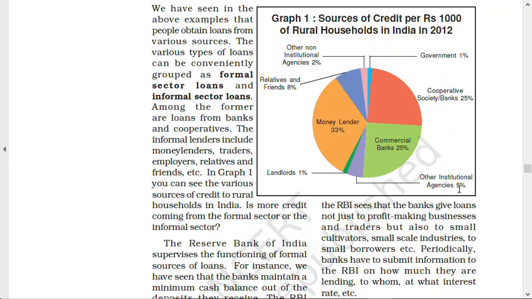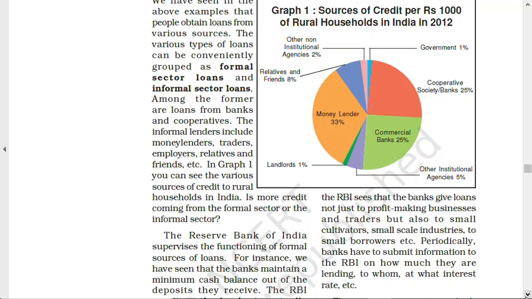So in this case you have to see that the money lender still leads, right? And you can understand how high the rate of interest is, and then we can understand what kind of exploitation the borrower faces through the money lender. So what the need of the hour is, is to increase the role of the formal sector in the agriculture sector.